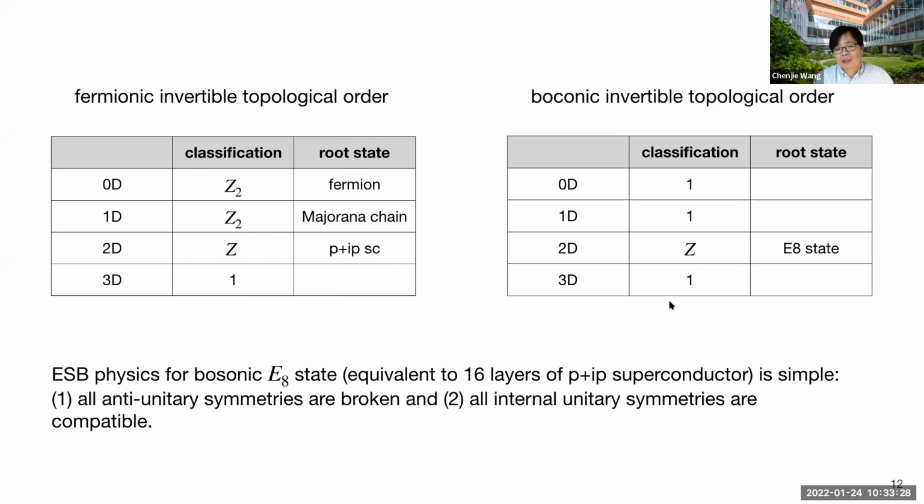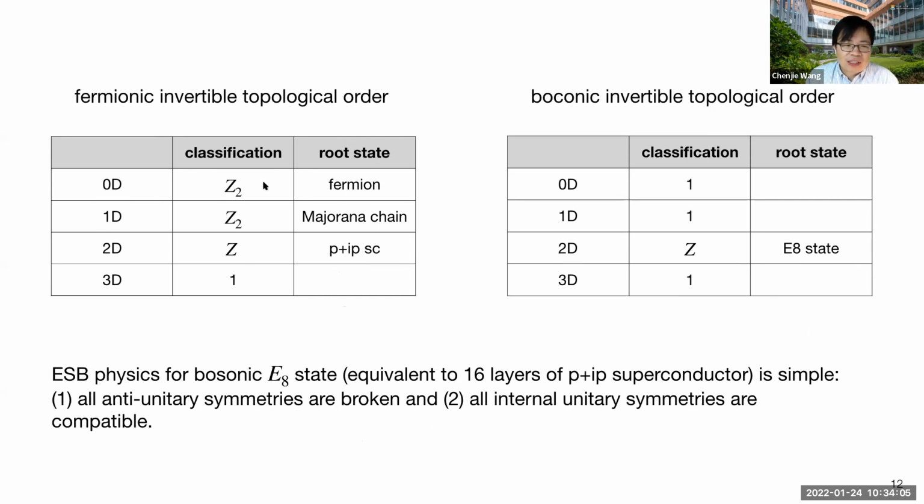But for these bosonic systems, if we want to study the compatibility between this E8 state and any other symmetry, it's actually quite simple. Any anti-unitary symmetry is enforced to break because it is a chiral state. And any internal symmetry is compatible, because there are no other symmetries if we consider internal symmetry other than mirror reflection or these things. So they are all compatible because these are bosonic systems. There's no non-trivial action built into the definition in a bosonic system.